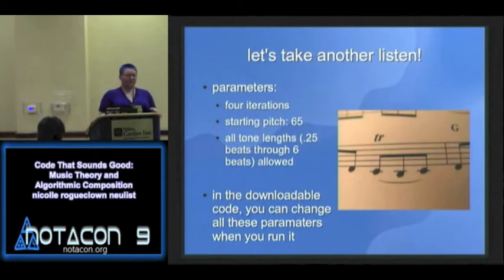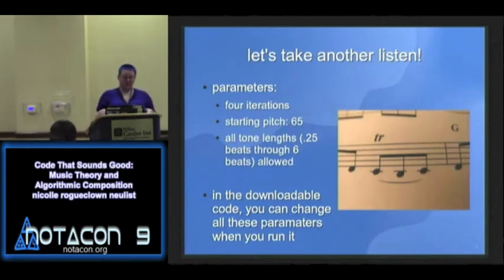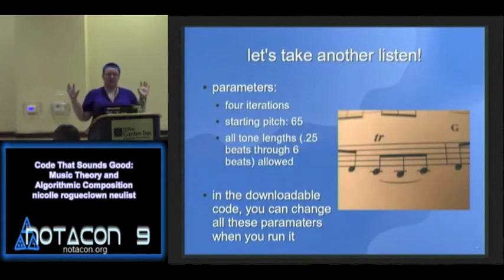That's based on the code snippets that I was just showing. 4 iterations through the tone row. Starts at a 65, which is the F sharp above middle C for those keeping score at home, but still a fairly mid-range type note. All note lengths, everything from 1/4 of a beat to 6 beats, are allowed.